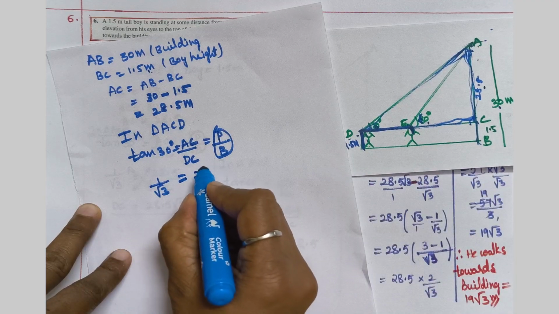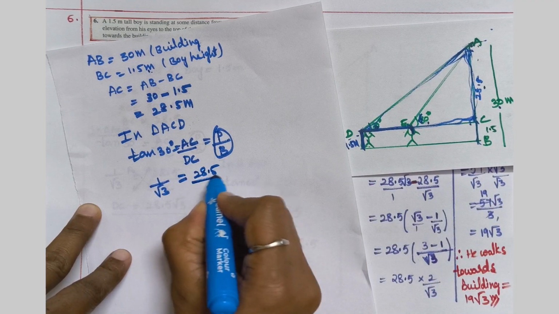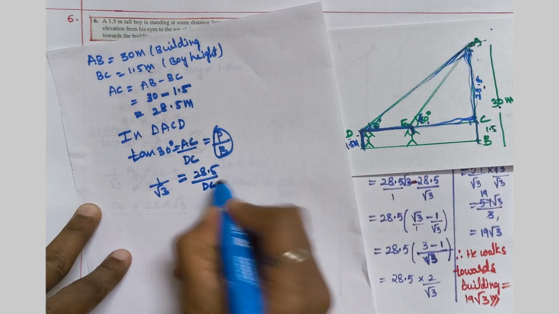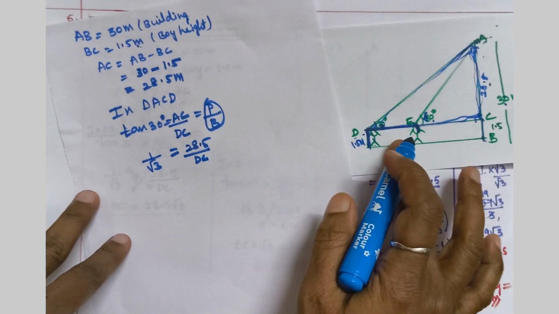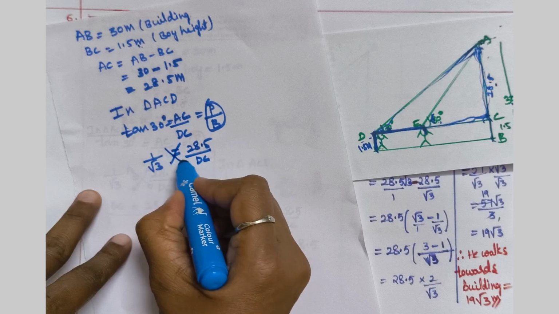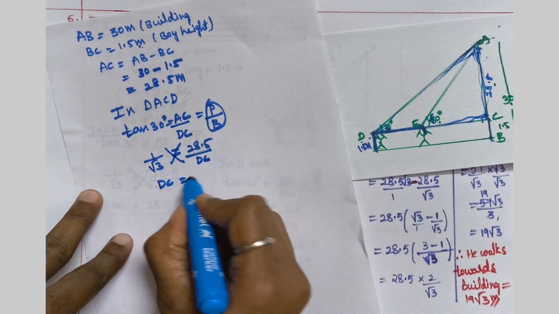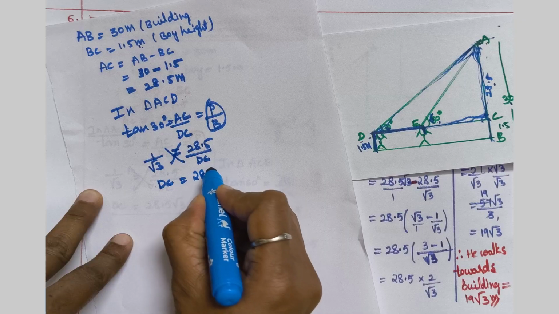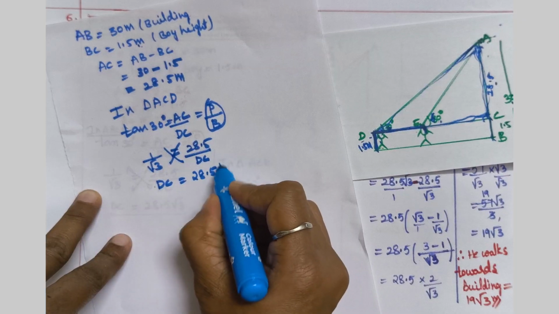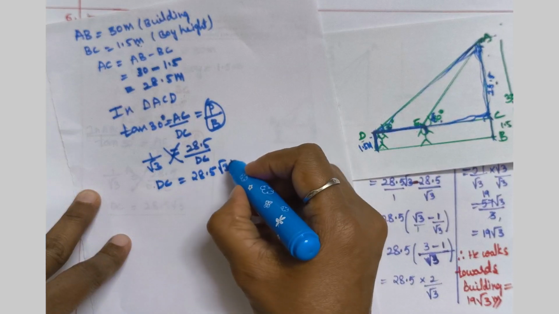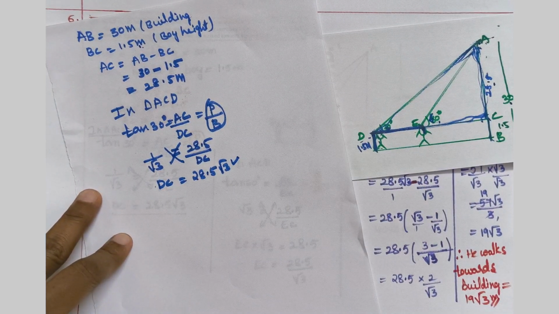1 by root 3 is equal to AC value, 28.5, divided by DC value, which we don't know. Keep it as DC. Now do cross multiplication. DC into 1, DC is equal to 28.5 into root 3. So DC is 28.5 root 3.